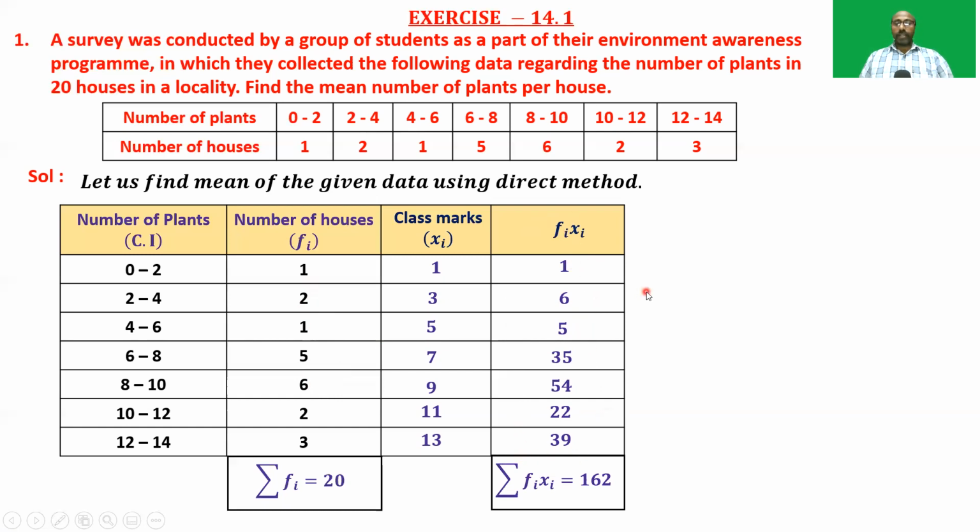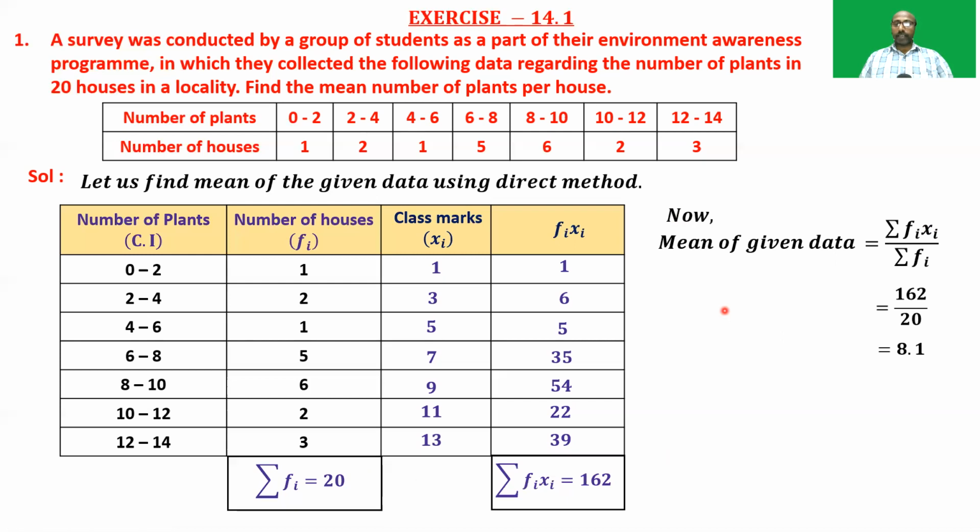Now, the mean of given data is sigma fi xi by sigma fi. Okay, this is the formula to find the mean in the direct method. So here the value of sigma fi xi is 162 and sigma fi is 20. So that is 162 by 20, which is equal to 8.1. So the mean of given data is 8.1. That is the average number of plants per house. That is, the mean number of plants per house is 8.1.